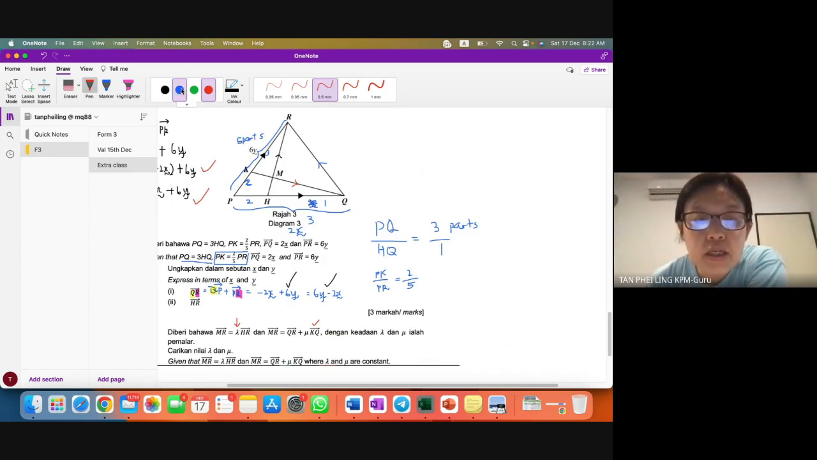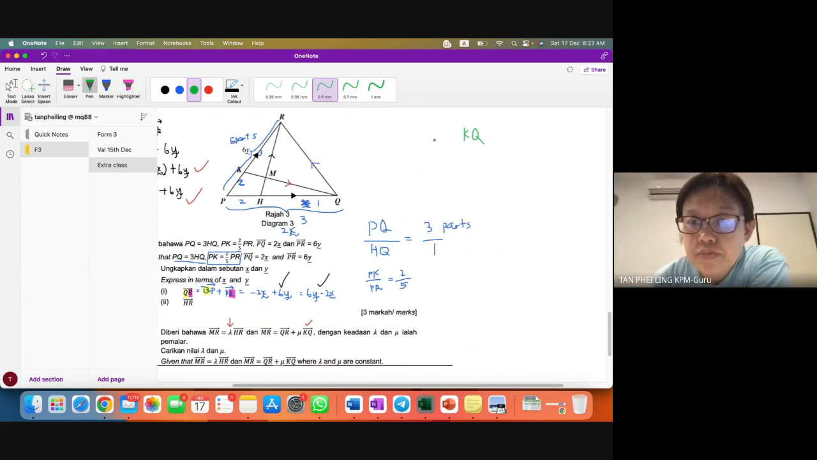I will be using green color. So KQ, let's put this as part B. So KQ is equals to from K to Q. So I can have KP plus my PQ.